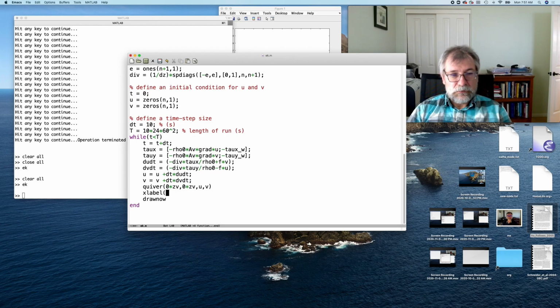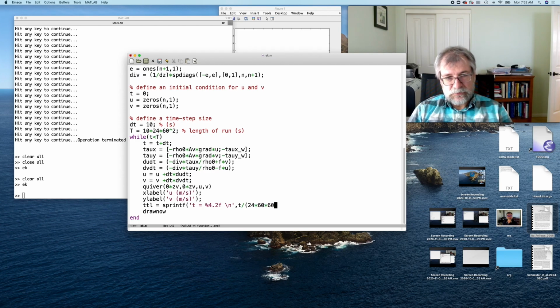X label is U in meters per second. The Y label is V in meters per second. And then I'm going to print out what the time is. Title is equal to sprintf, T equals percent 4.2f backslash n, T divided by 24 times 60 times 60. So this will be the time in days. I guess I should put it in days.